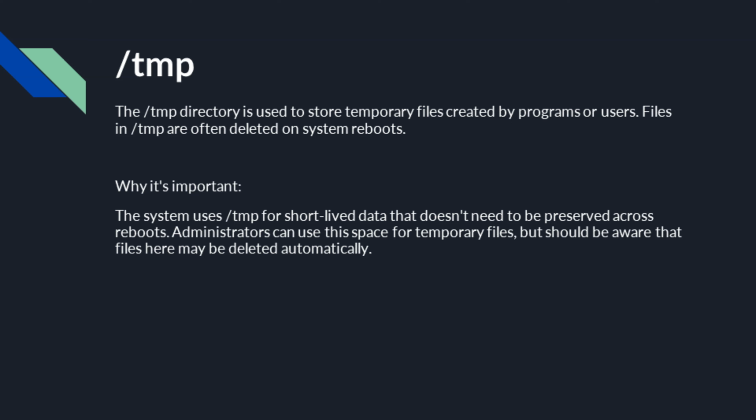/tmp. The /tmp directory is used to store temporary files created by programs or users. Files in /tmp are often deleted on system reboots. Why is it important? The system uses /tmp for short-lived data that doesn't need to be preserved across reboots. Administrators can use this space for temporary files, but should be aware that files here may be deleted automatically.